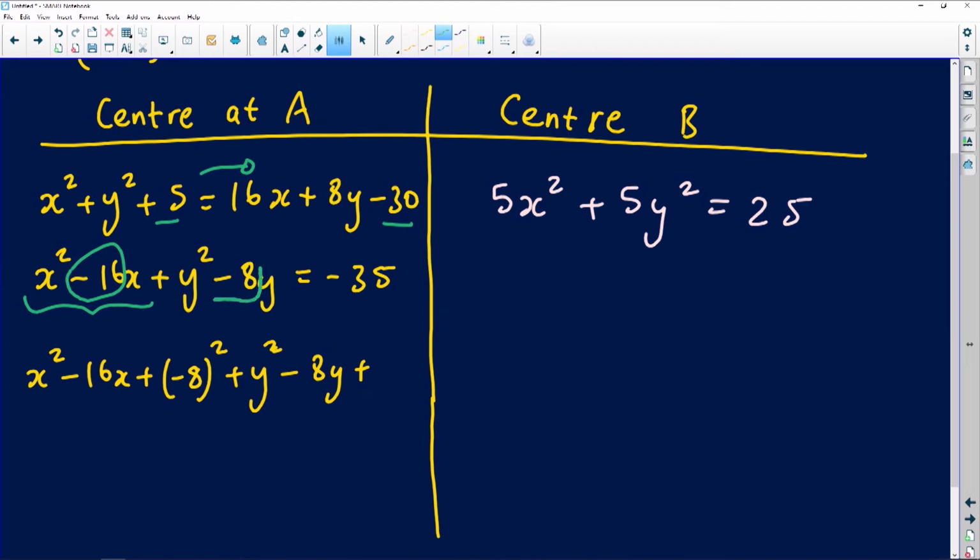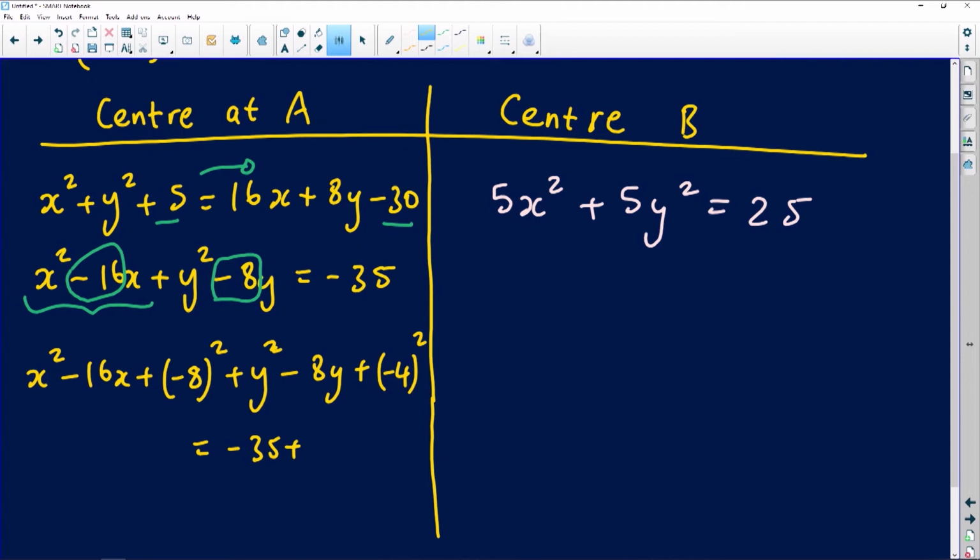Half of this number. Half of minus 8 is minus 4. So I'm going to simply have minus 4 here and I'm going to square that. But this is math, and we also have a law of conservation in mathematics that says what you do on the left, you need to do on the right-hand side. So on the right-hand side, I always had that minus 35.